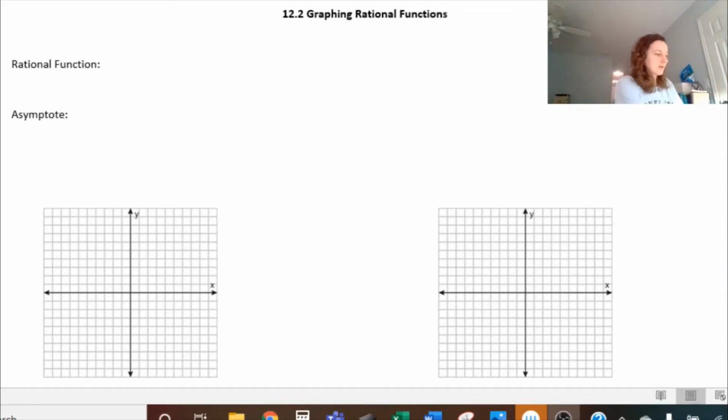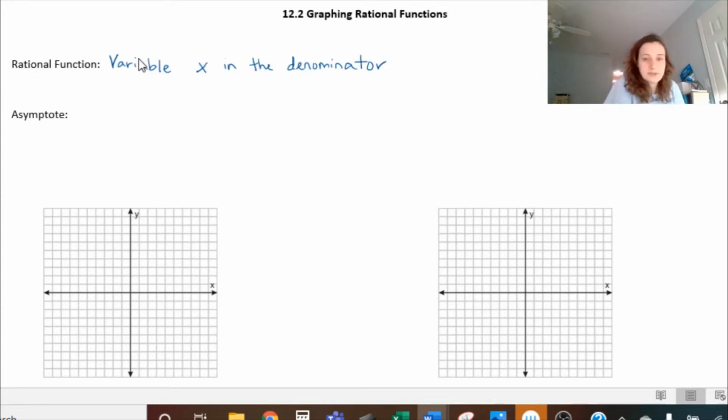We're going to be talking about rational functions. And a rational function is a function where it has a variable in the denominator. Okay, so it has a variable, that variable x, in the denominator. Remember that a rational number is just any number that can be written as a fraction. So if I have x in the denominator, then that means that I'm going to have a fraction here.